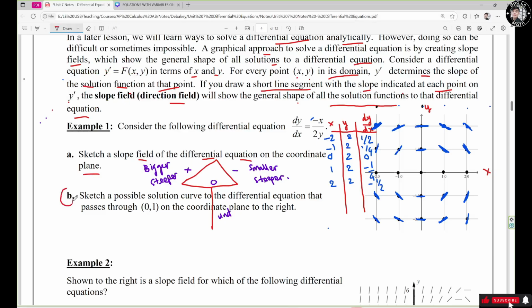Part B. Sketch a possible solution curve to the differential equation that passes through the point (0, 1) on the coordinate plane to the right. So (0, 1) is right here, right? If we let x equals negative 1 and y equals 1/2, right? So we substitute over here. Does that mean we get 1 over 1, which is 1, right? So in order to draw a slope segment right here, we need to go up by 1, go to the right by 1. So you're going to get something like this.